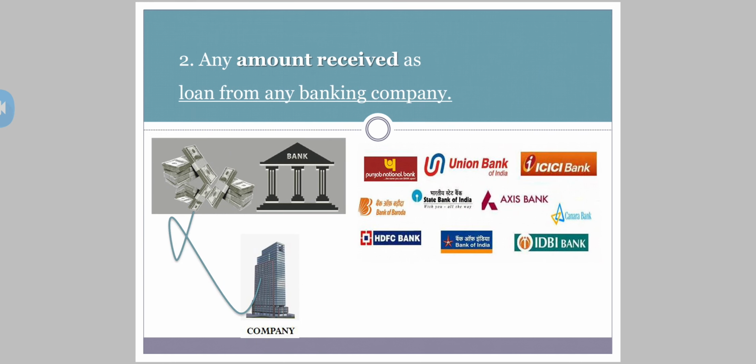The second point here is any amount received as loan from any banking company. When the company takes a loan from the bank, that loan will not come under deposit. In this example you can see the logos and names of different banks: Union Bank, Axis Bank, IDBI Bank. Let's say the XYZ company has taken a loan from Axis Bank. This loan will not come under deposit. This is the second exception.